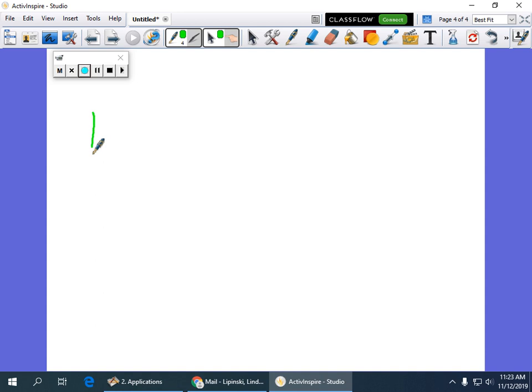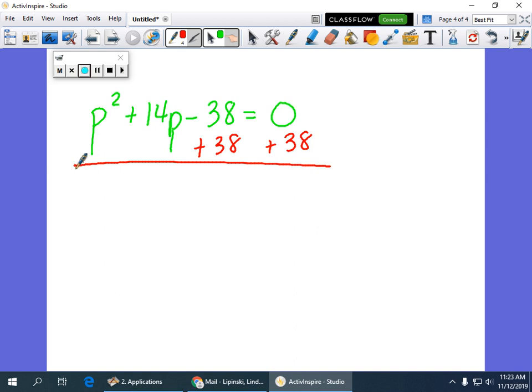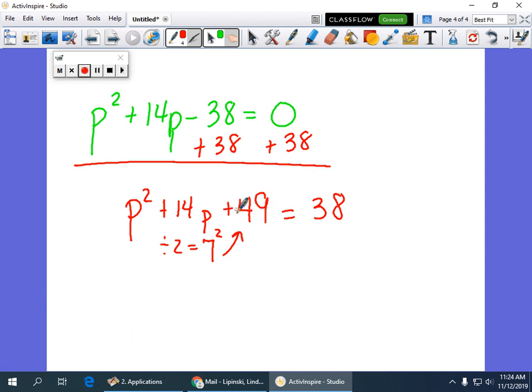All right. I'm going to look at number 1, which says p squared plus 14p minus 38 equals 0. Who do I need to move? 38. And it's negative, so I'm going to make it positive 38. p squared plus 14p equals 38. Now, how do I complete the square? Divide it by 2, that gives me 7. I square it, it gives me 49. What I add to this side, I must add to the other side.